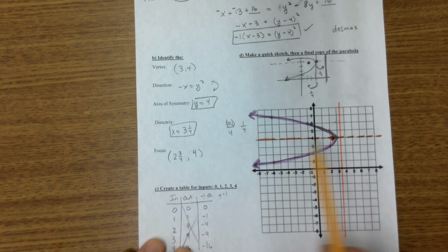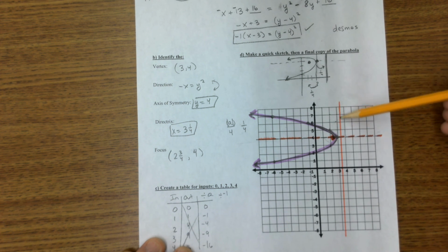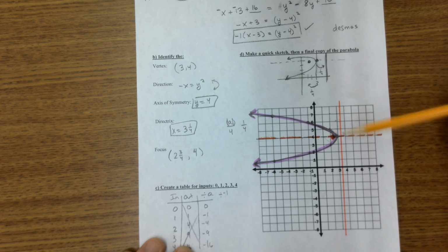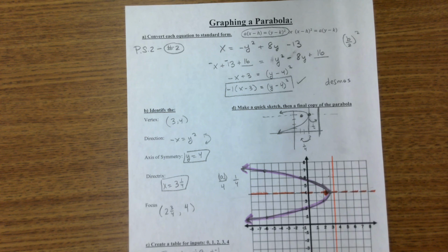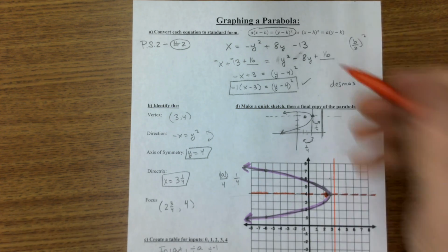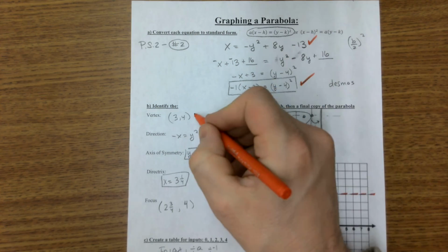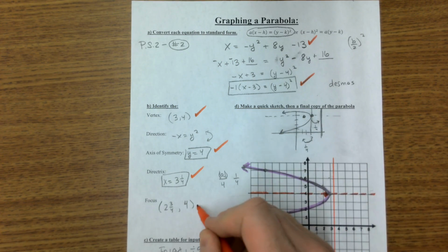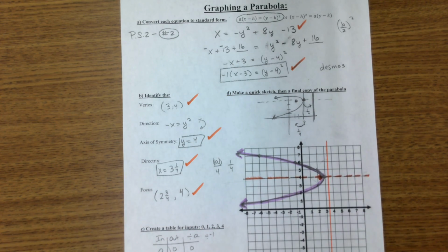Vertex, axis, directrix, 1/4 that way, focus 1/4 that way, and the whole graph. Again, check them all in Desmos. Type in all of these things. All of those should match exactly.